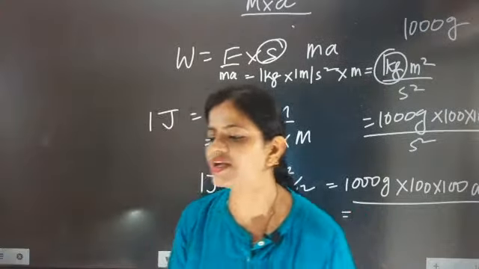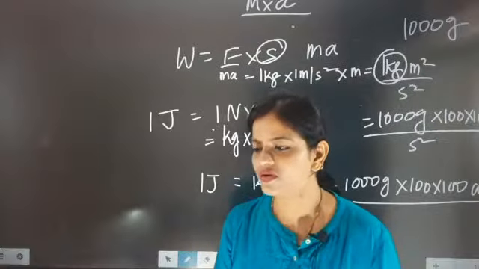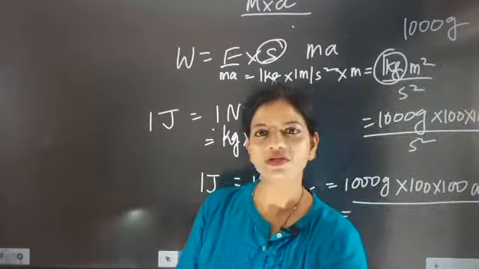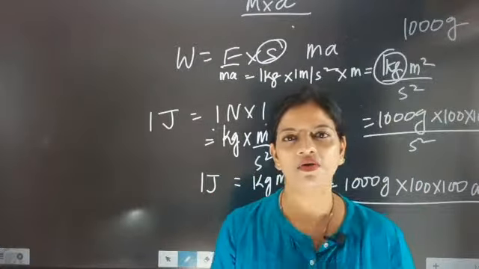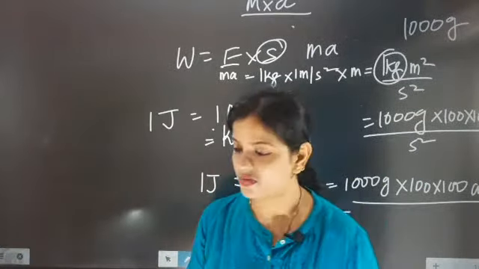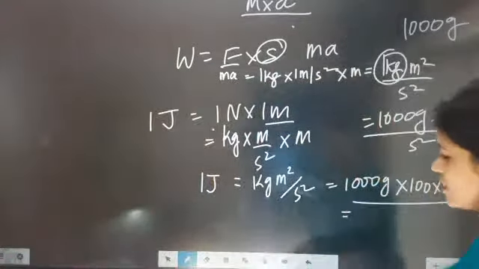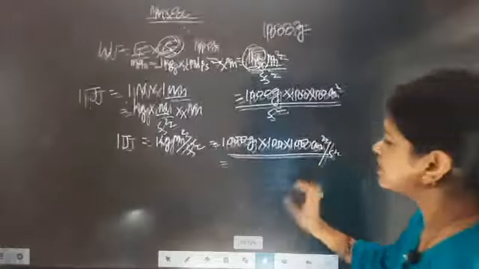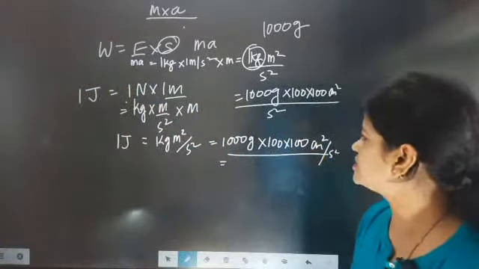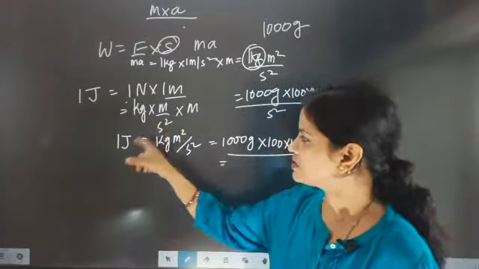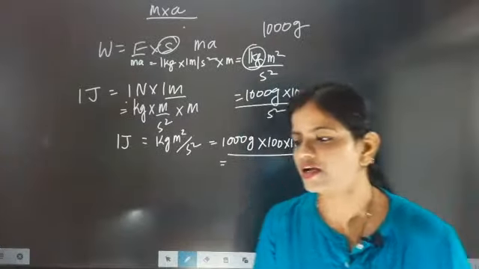Then you can call it dyne. So I converted MKS into CGS. When you are going to call it in dyne, you have to understand that this system is MKS system and this system is CGS system. In the CGS system, this 1 joule will be 10 to the power 7 dyne.